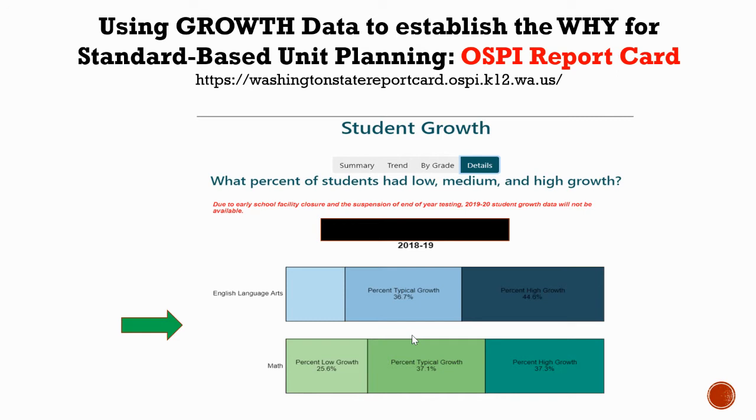So you could have students at level 3 and 4 whose scale scores have not changed over the year and who are not growing. Even though they may be proficient, these students may still be experiencing low growth. This can provide information as to the effectiveness of your Tier 1 instruction.